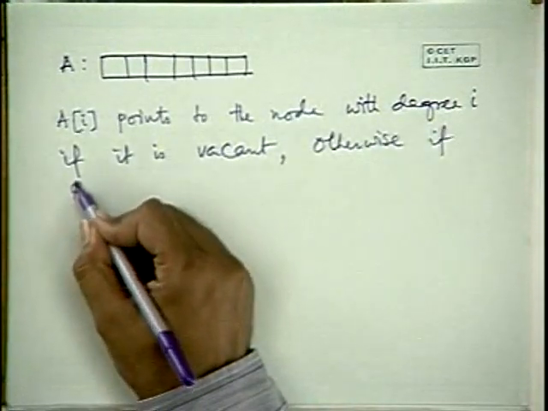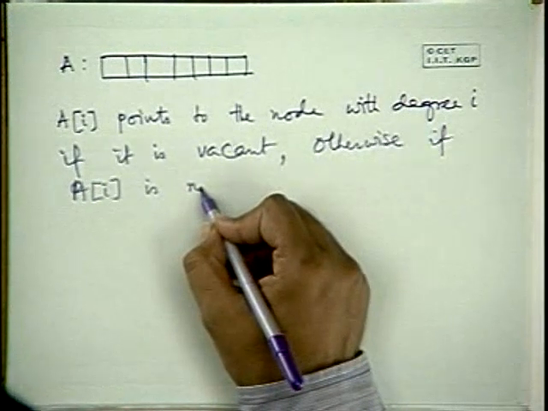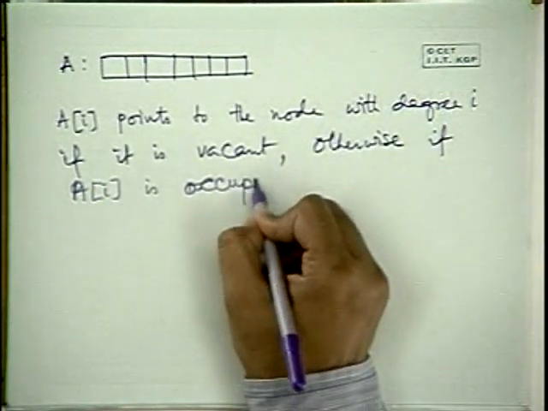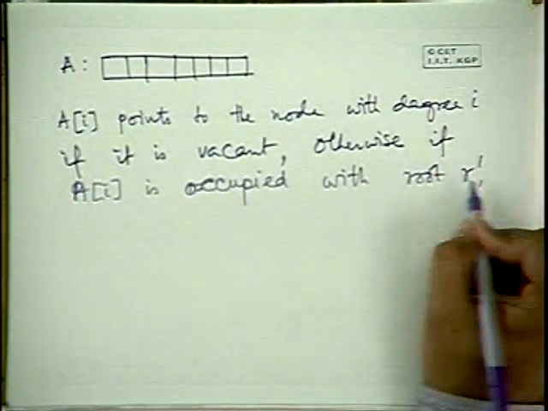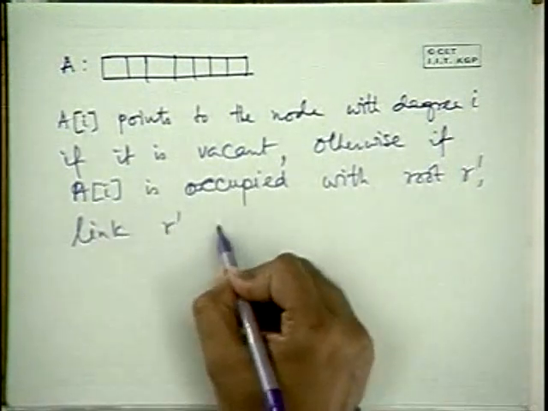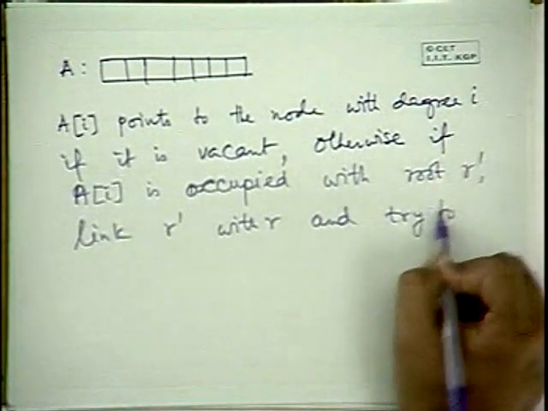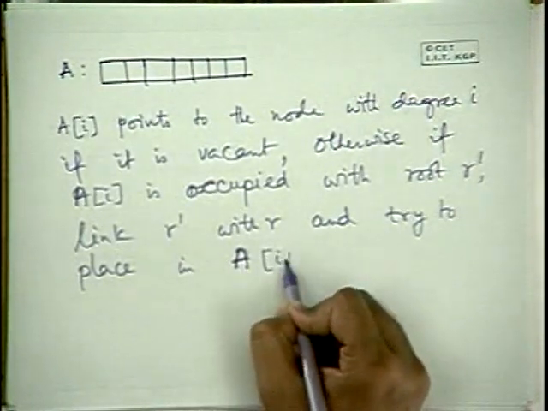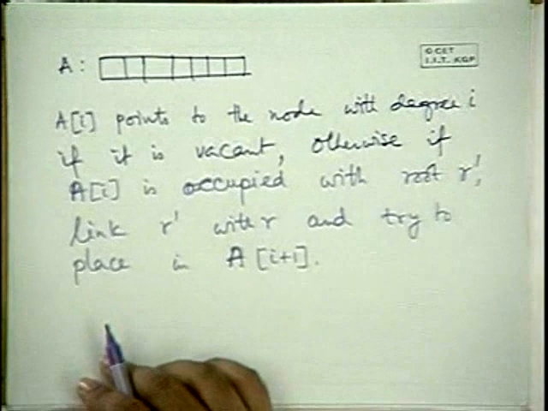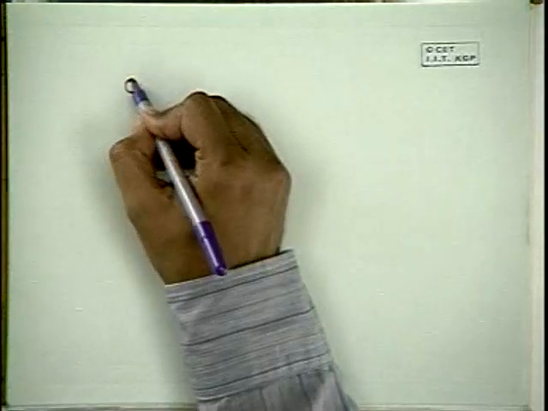Otherwise, if A[i] is occupied with root R prime, link R prime with R and try to place it in A[i+1]. Let me tell you what all these words mean in a picture. I will go back to that slide later.